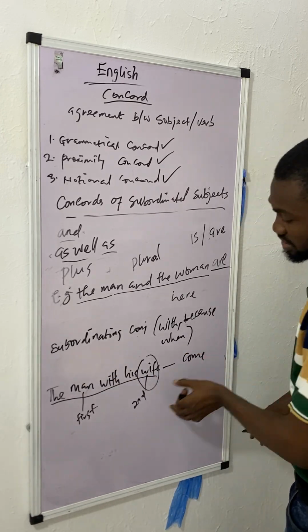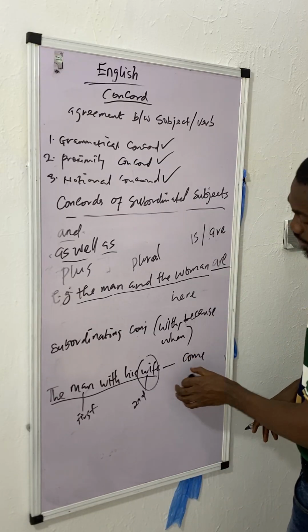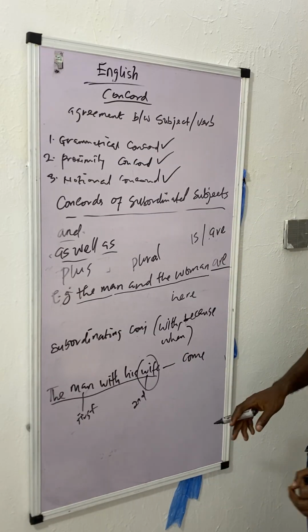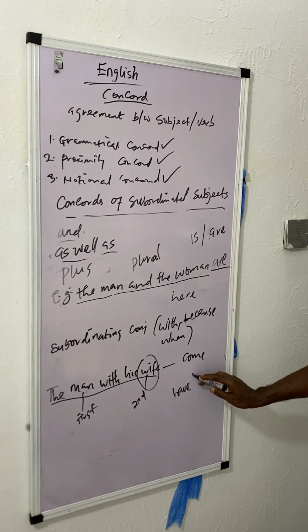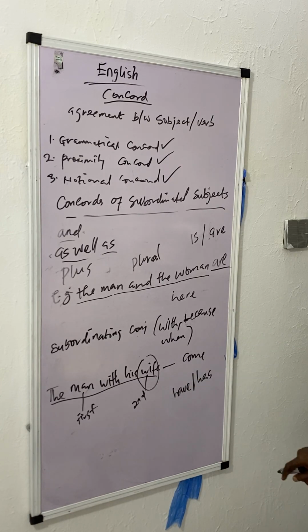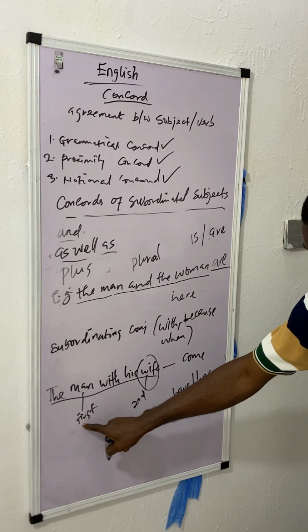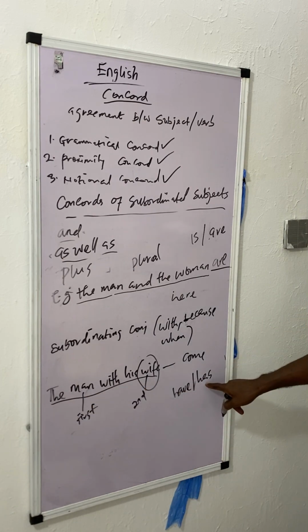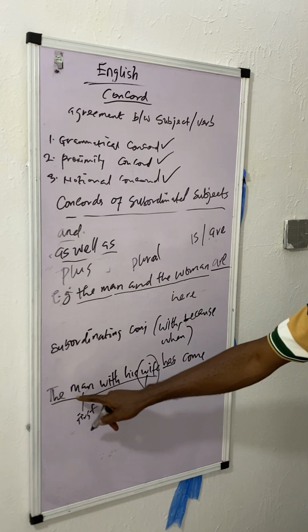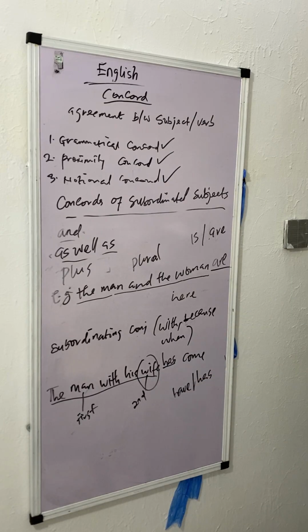And man is singular. Man is going to control the verb. Since man is singular, the law of grammatical concord states that we put a singular verb too. So between "have" and "has", what should we put here? The man with his wife dash come. We are looking for a singular verb because man is singular. So the singular verb is "has". So "has" is the answer. So the man with his wife has come.